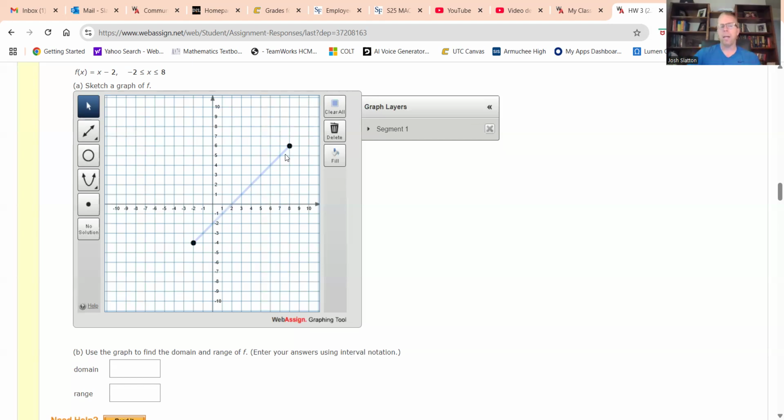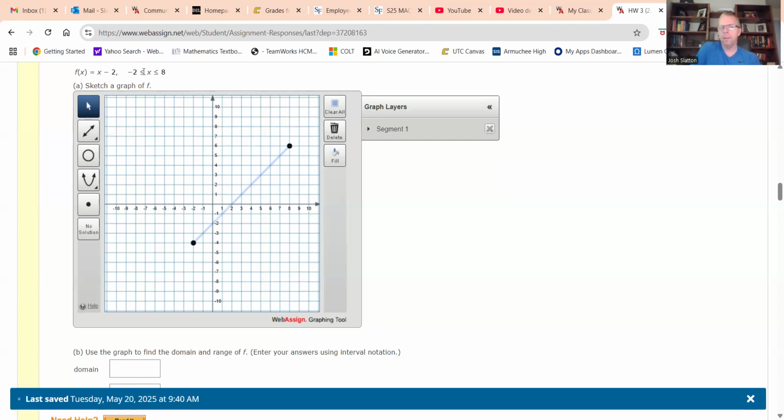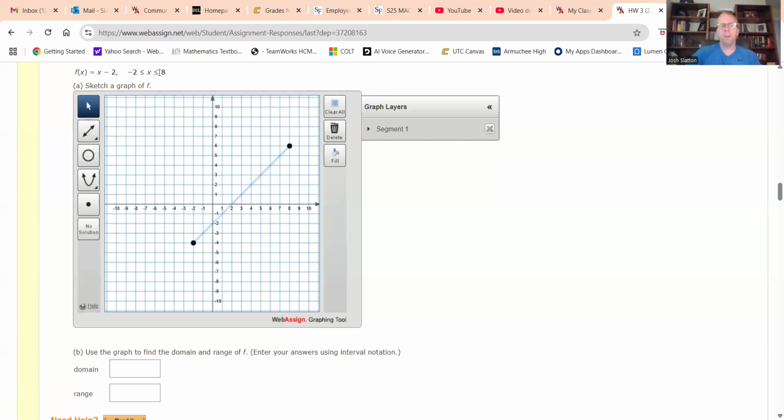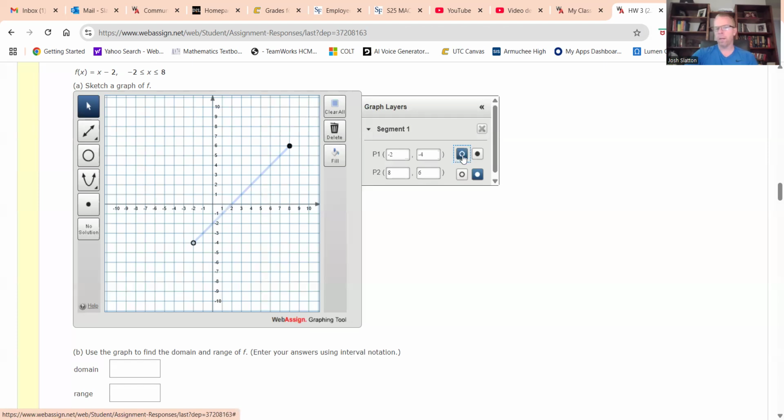The one thing that you might have to adjust on these where we're on a limited domain instead of all real numbers is if you have to check if these endpoints are included in the domain. So in this case, they are. So we want these 2 points to be closed circles, which tell us that that point is part of the domain. But if, for instance, we had -2 less than x, less than or equal to 8, so we're not going to include the -2, then we need to do this little drop down and we can click the open circle there. And then you see that this now has changed to an open circle instead of a closed.